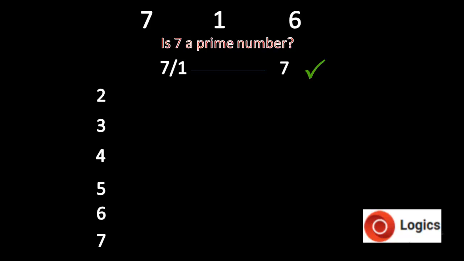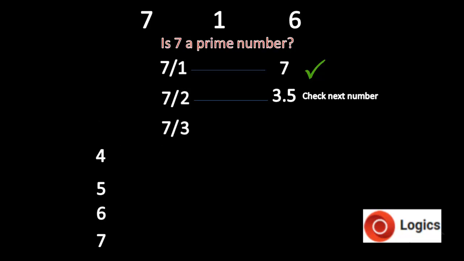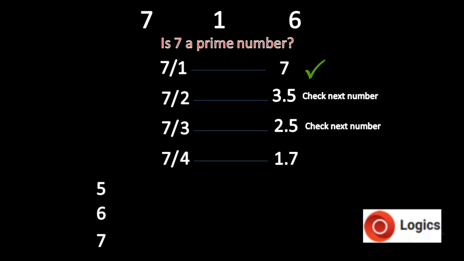Now, let's check for the number 2. The number 7 is not divided by 2 as it turns out as a fraction, so let's check the next number. Now let's check for the number 3. The number 7 is not divided by the number 3, as it turns out as a fraction. So, let's check the next number. Let's check for the number 4. The number 7 is not divided by the number 4, as it turns out as a fraction.